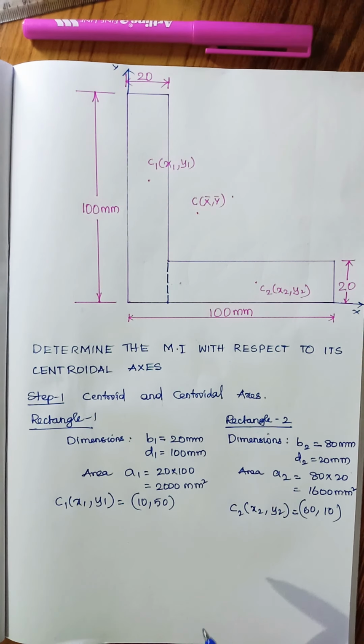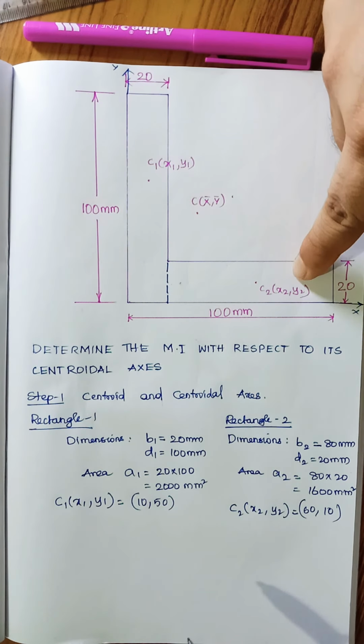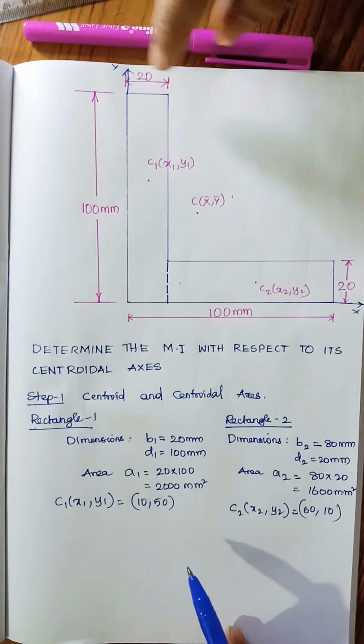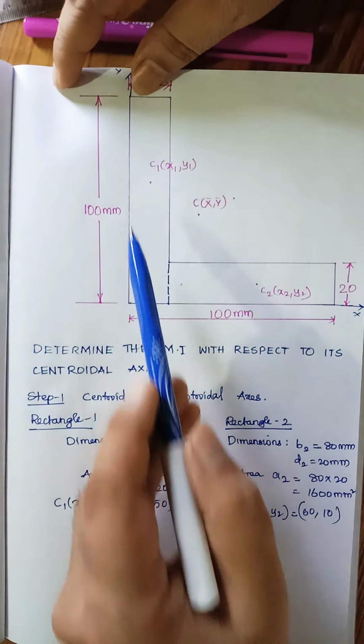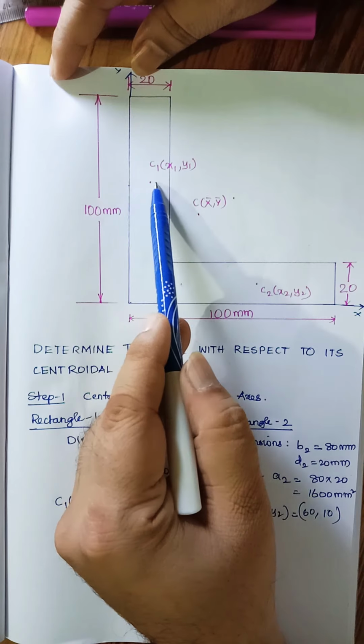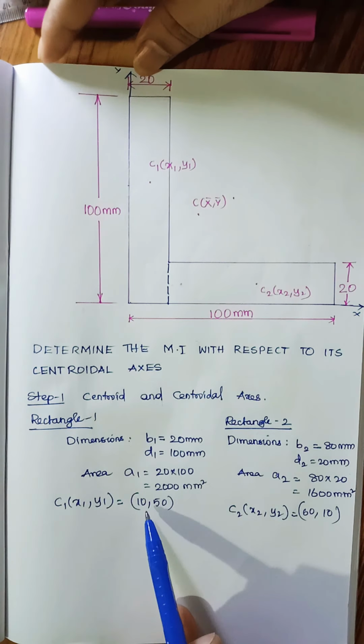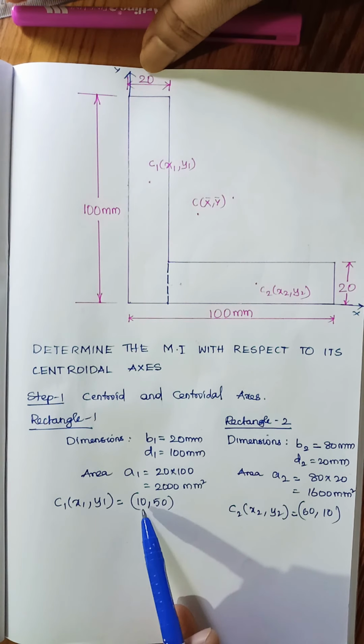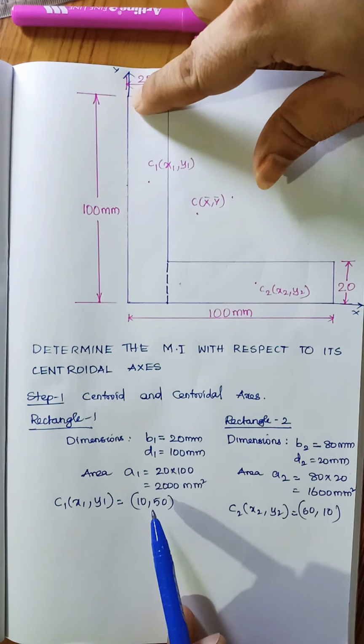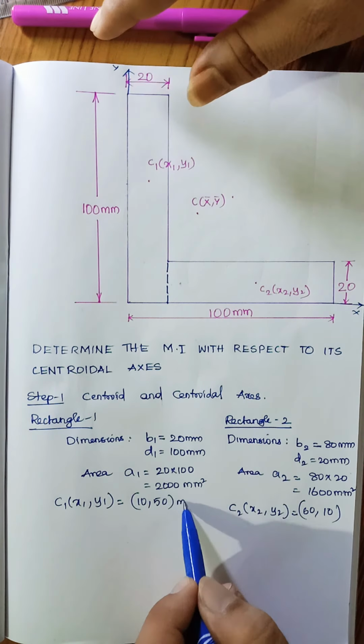The next step is to find out C1 (x1, y1) and C2 (x2, y2). x1 refers to the distance from reference y-axis. This particular distance will be half of this total width. So that is half of 20 millimeter, so it will be 10 millimeter, and y1 will be half of 100 millimeter, that is 50 millimeters.